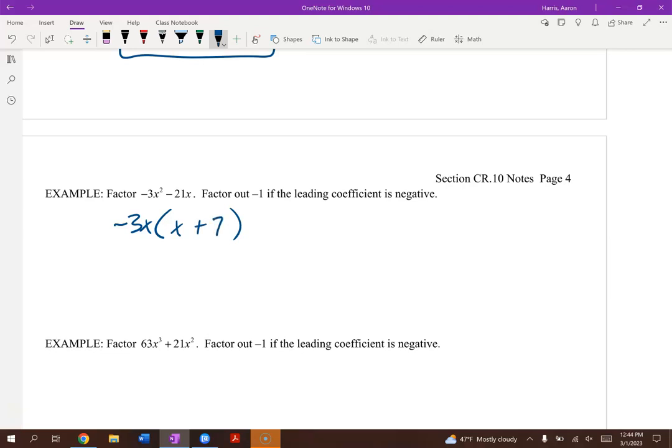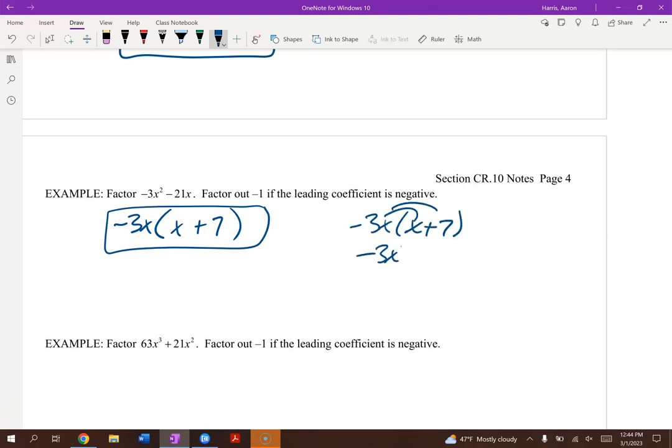Careful. Plus 7. Remember, if you distribute it back, it's got to give you the same thing. So if I take a negative out, it'll change both of those signs. So make sure, again, you always check that. All right, make sure it gives you the original, right?